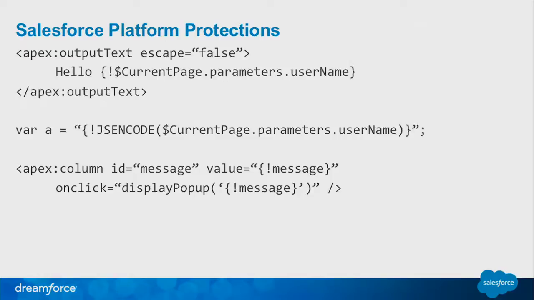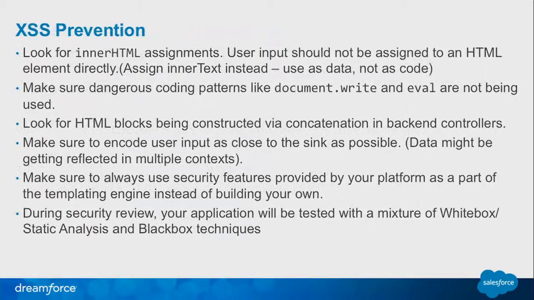Now, in the second case, you're initializing a JavaScript variable from the current page parameter, but you're doing JS encode because you're in the JavaScript context. Now, in the third case, you're taking the merge field message, and then you're calling display pop-up on the message, right? So in this case, you're doing a custom event handler. And we said that in the case of an event handler, the platform's not going to know to JS encode it. So you would have to explicitly JS encode the message before you merge it into the callout for display pop-up. So these are things on the platform.